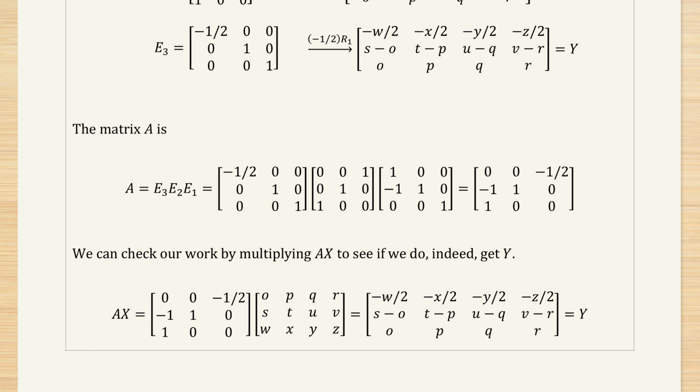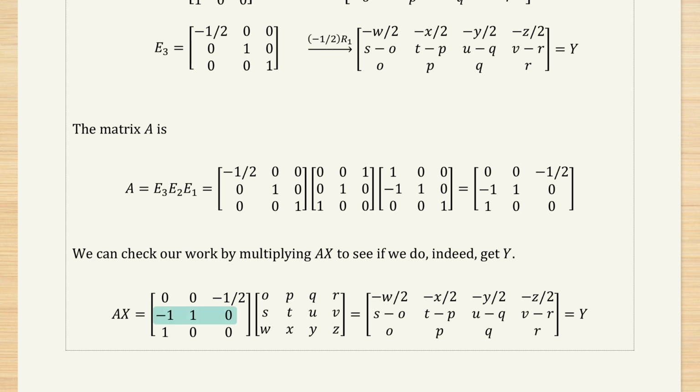Here's a shortcut. The first row of A is 0, 0, -1/2. What it says is, in the first row, we're going to multiply the last row by -1/2, and then put that as the first row. So -W/2, -X/2, -Y/2, -Z/2.